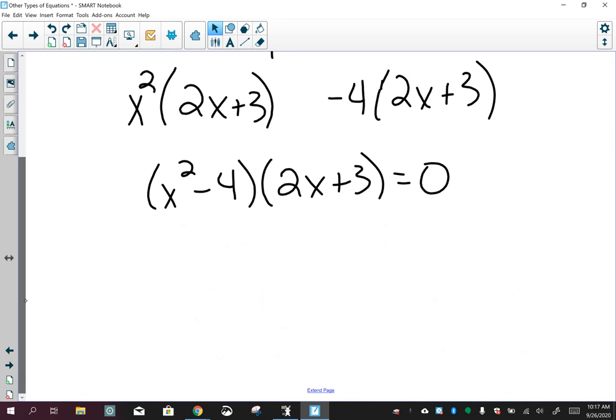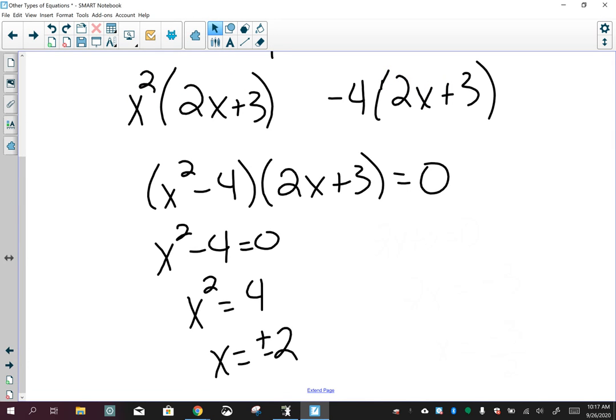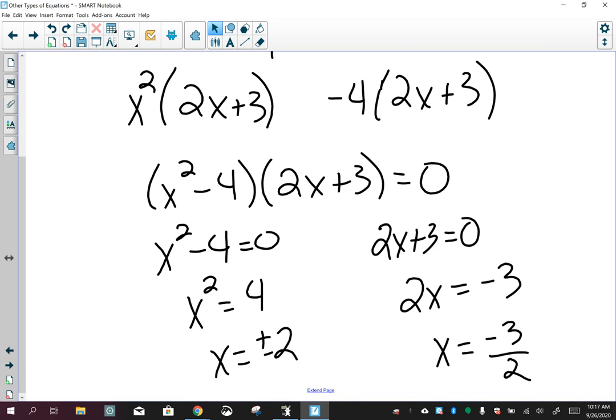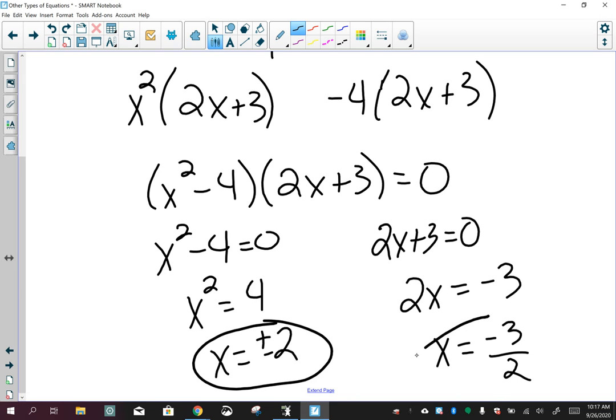Now, same as the last one, you come over here and you say, okay, well, I got the x minus 4 is equal to 0. So I get plus minus 2. And then I get this one as well. And I solve this one for x, and I get -3/2. So again, this one here and that one there are my answers.